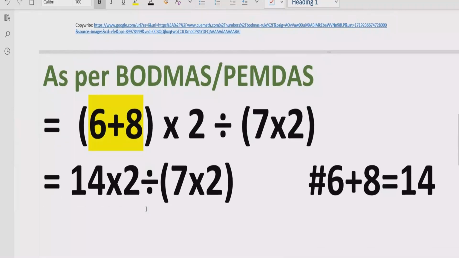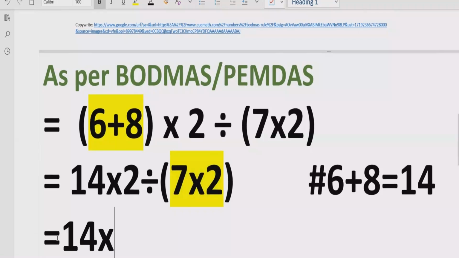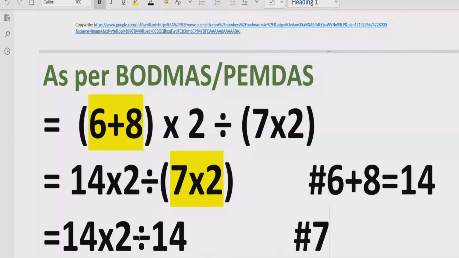Now move forward, step number 2: we have to solve bracket number 2, which is this one, 7 multiplied by 2. So we will multiply this part, 2 divided by, and 7 multiplied by 2 is equal to 14. So here we have 7 multiplied by 2 equals 14.